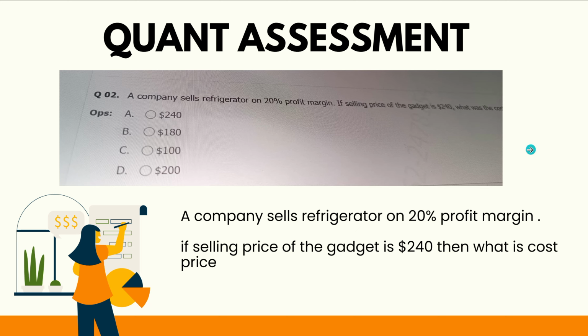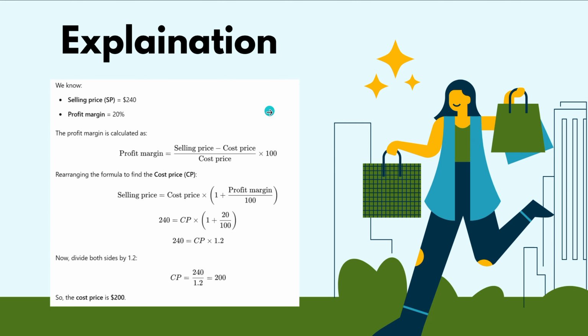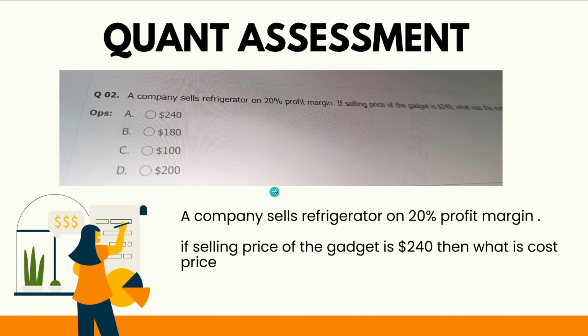Explanation is here. Selling price is $240, profit margin is 20%. Profit margin is calculated as (selling price minus cost price) by cost price into 100. Rearranging the formula with respect to the cost price, because we need the cost price, selling price is equal to cost price into (1 plus profit margin by 100), and this way you are going to get the cost price. The cost price is $200, so the correct option is D.